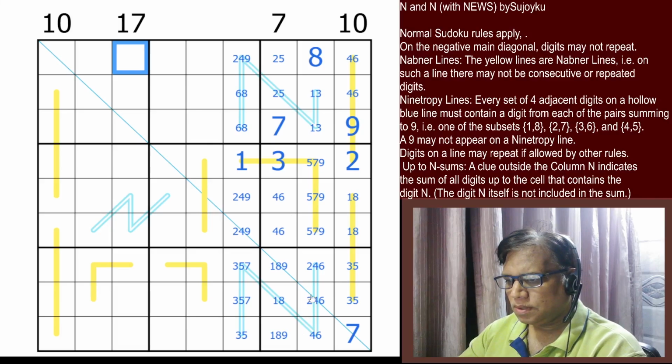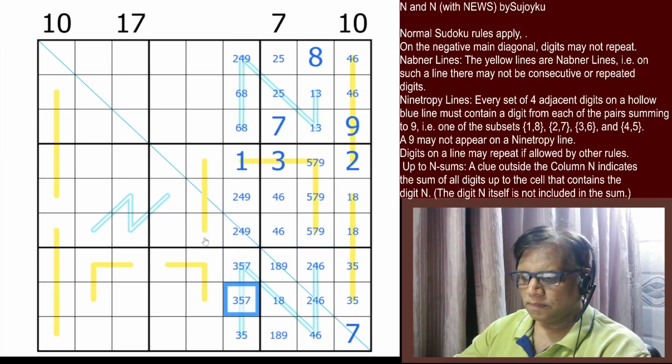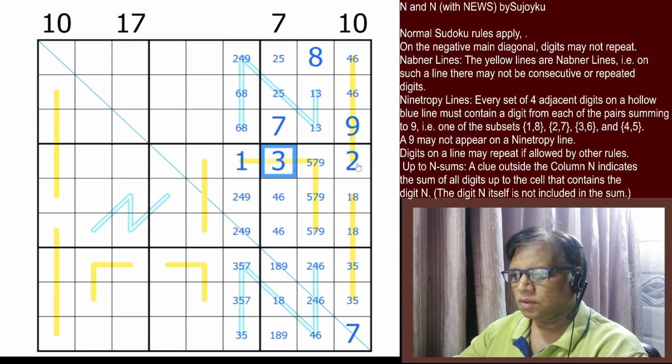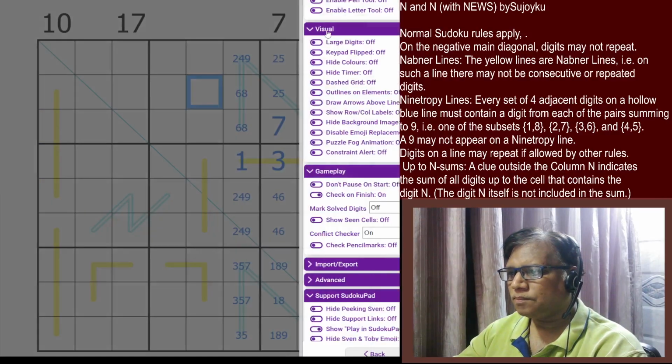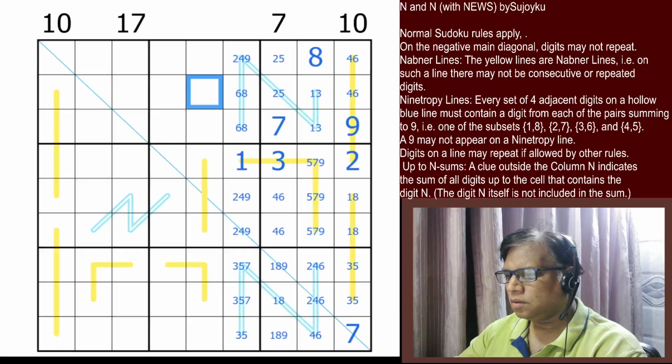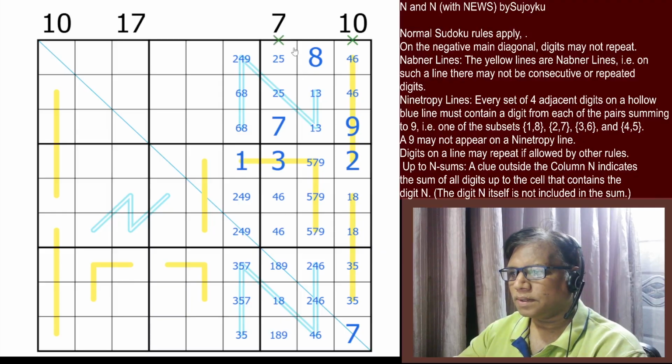Anything else we can do here? 3, 5, 3, 5, 7, 3, 5, 3, 5, 7. Okay. 1, 2, 3, 1, 7, 8, 9, 9. Let's do one thing. Let's use our pen tool to show that we have done with these tools, so that we will not look at them again and again.